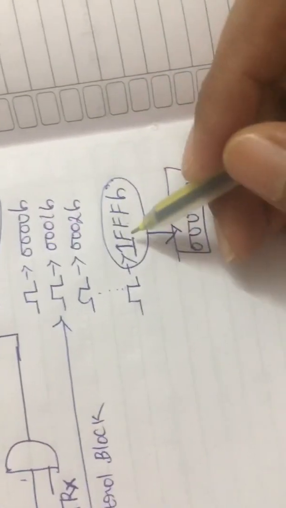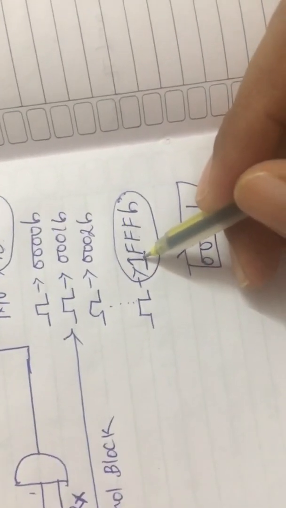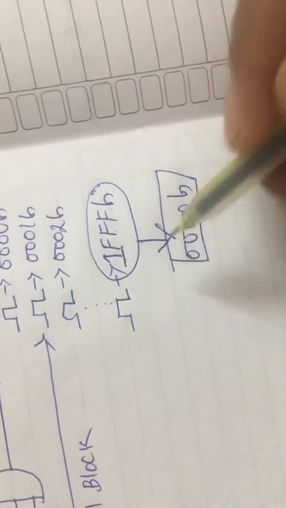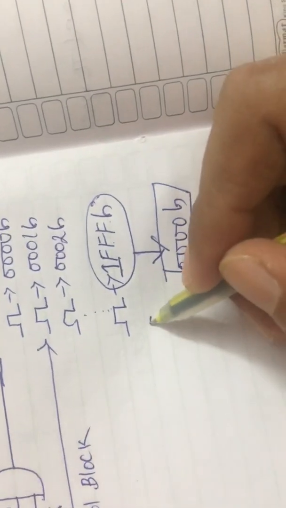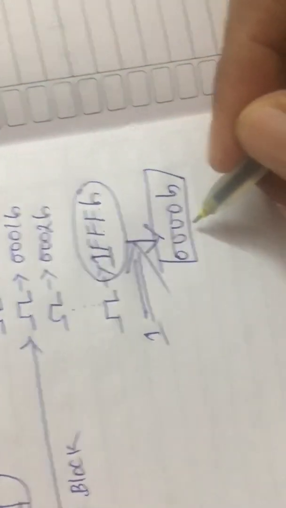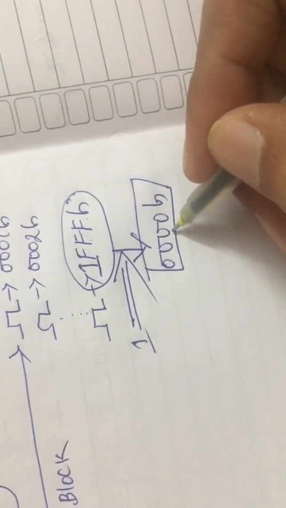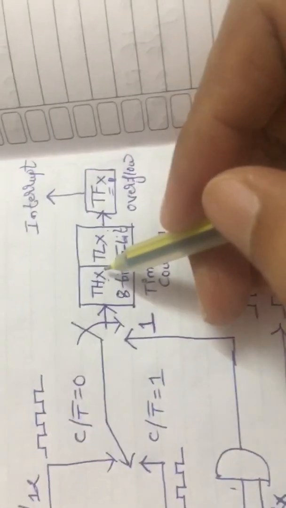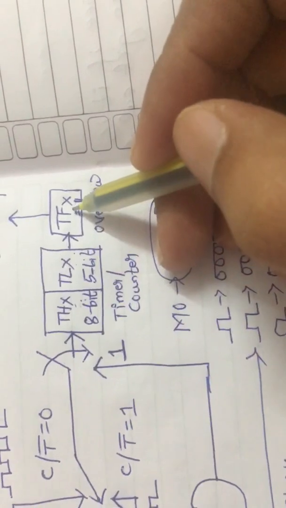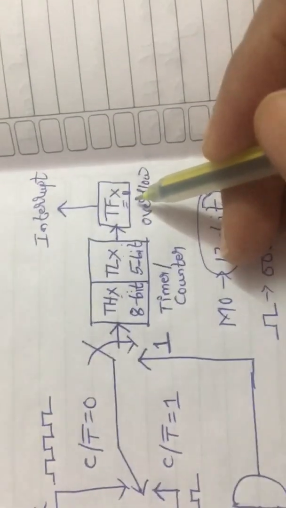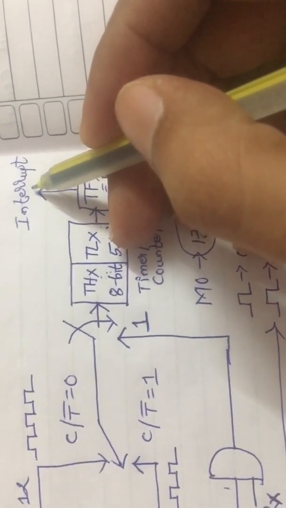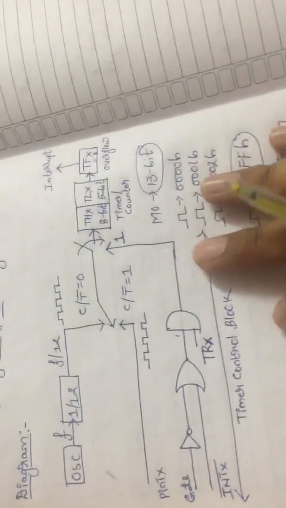So when it reaches the final value, that is 1FFF H, it has to be reset to 0000 H. How to reset that value? Once again, one more external clock pulse is to be given in order to reset to 0000 H. Then when the value of this timer or counter resets back to 0000 H, automatically the value of TFX becomes equal to 1, and when it becomes equal to 1, the interrupt will be generated. Okay, so this is the operation of mode 0.